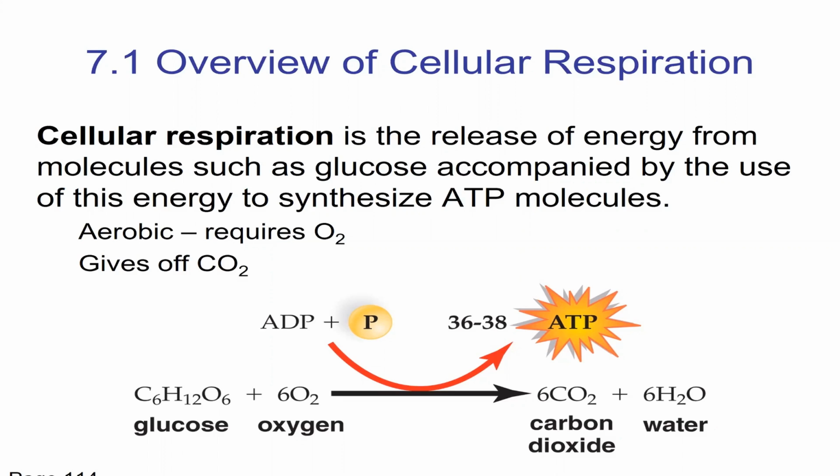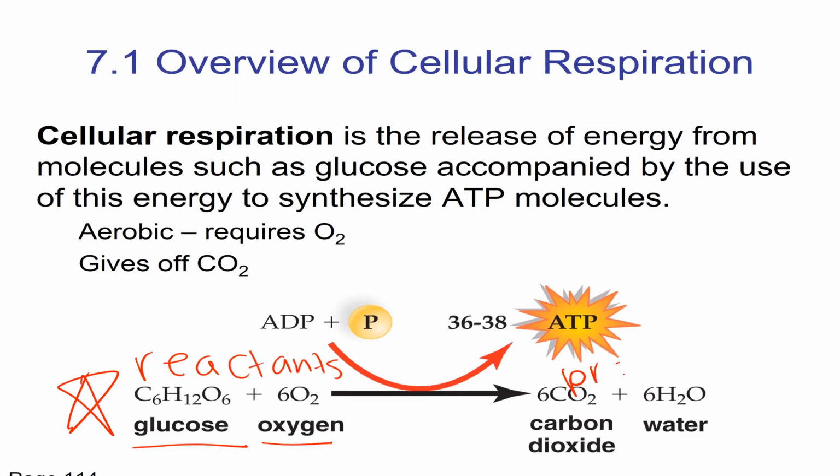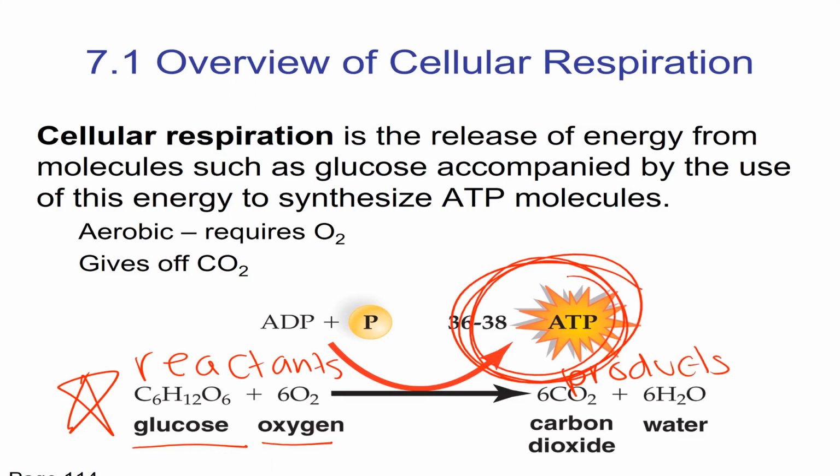Down here, we have the overall equation for cell respiration that you need to know. We're taking glucose that we're getting from foods that we're eating. Plants get glucose from photosynthesis. And oxygen. And we are going to be creating carbon dioxide and water. So over here, we have our reactants, and then we have our products over here. A huge product is ATP. We get around 36 to 38 ATP.